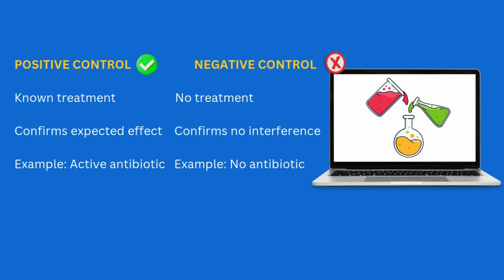Also, a negative control uses no treatment at all. It shows what would happen naturally without interference. For example, in the same bacterial antibiotic sensitivity test, if you don't add any antibiotic, then the bacteria are not expected to die. But then, if the bacteria still die, then something is wrong. Maybe the culture plate is contaminated.